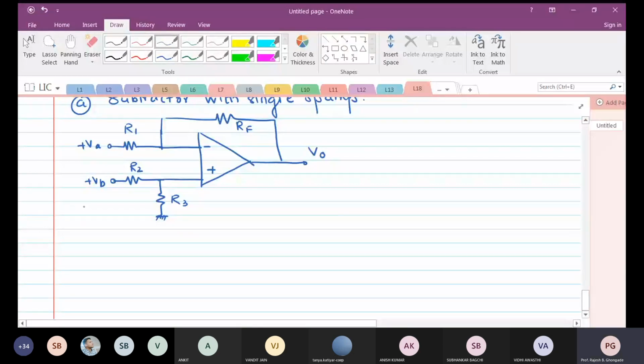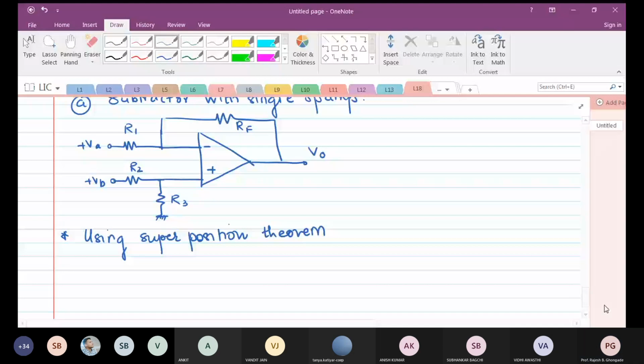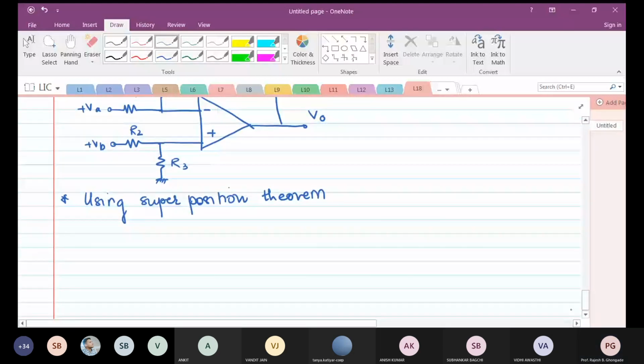Here again I'm going to use the superposition theorem, because there are two inputs like this. One of the inputs I'm going to ground, find out the output, ground the other input, again find out the output, and add them together. It's going to be as simple as that. Always remember this trick. So what I will do is ground this temporarily.